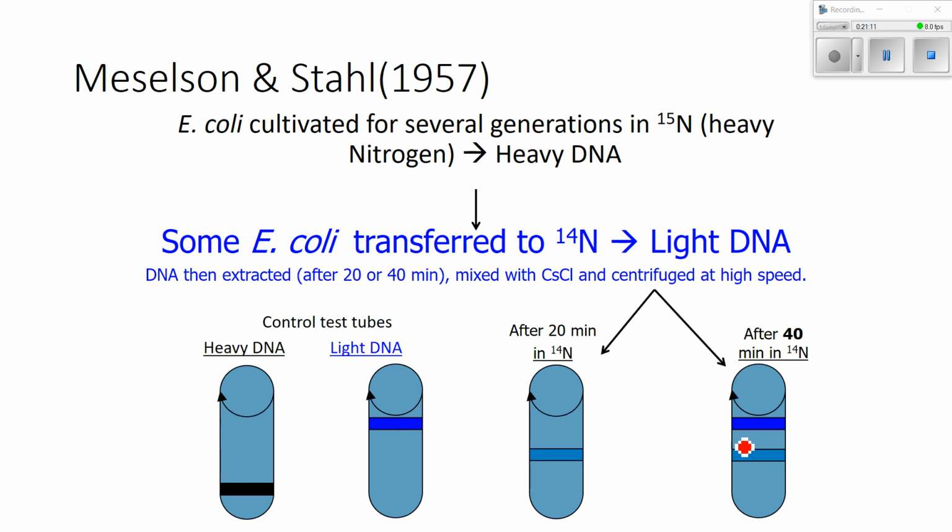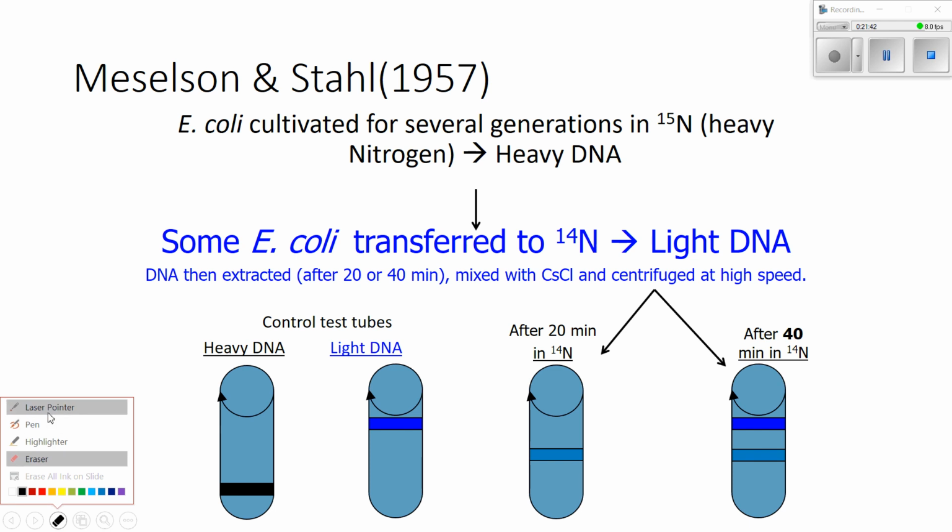It would have been a little higher. It would have been maybe right along in here someplace, because it would have had more of the light and less of the heavy. But it would just be one band. It would look a lot like this one, except maybe a little higher, a little closer to the light end. But see, that's not what they got. Meselson and Stahl got the result that you see here, which is an intermediate band and a light band.